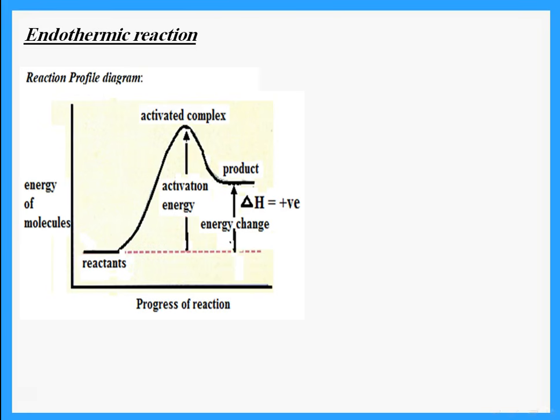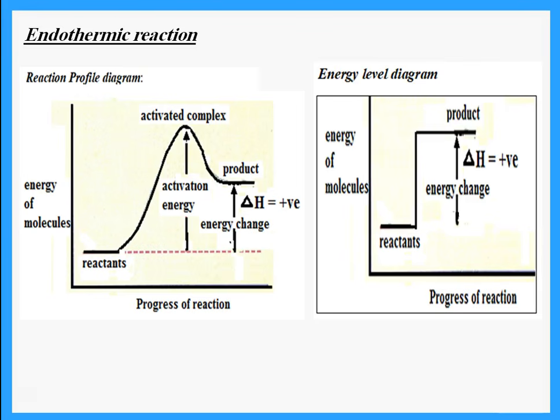Now, for an endothermic reaction, the reactants take in heat, and that means that the product will have more energy than the reactants. The difference in energy between reactants and products is the delta H, or enthalpy change. For an endothermic reaction, delta H is positive. Again, the activation energy is the difference in energy between the reactants and the top. And if we're drawing an energy level diagram, you can just write the delta H without showing the activation energy.